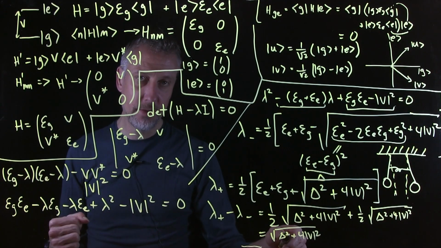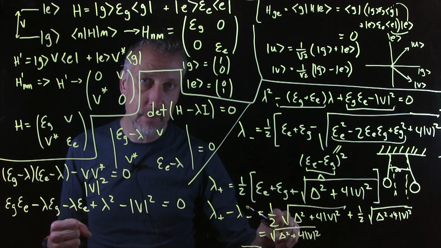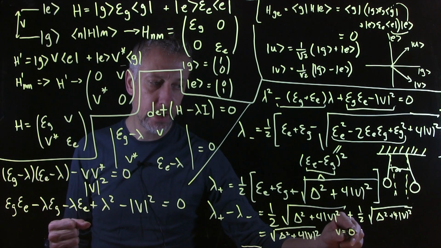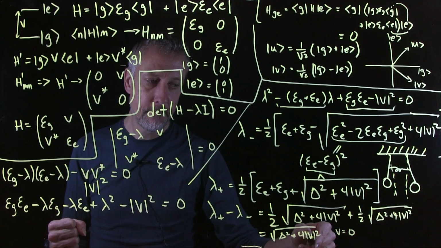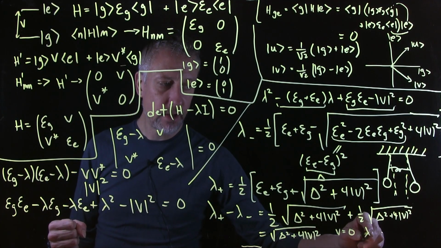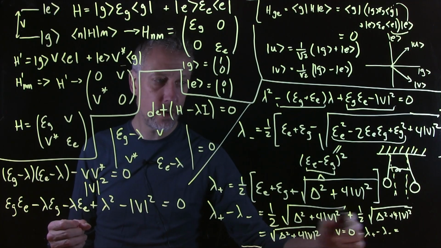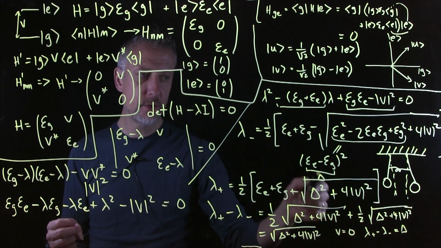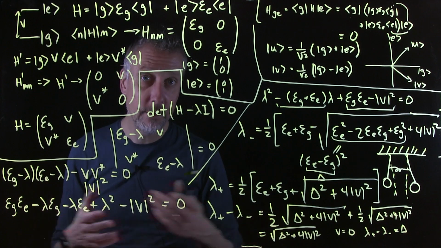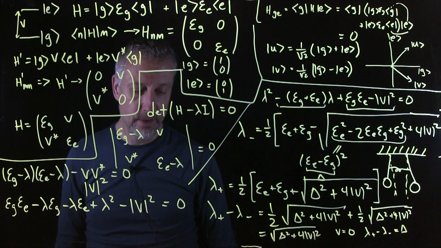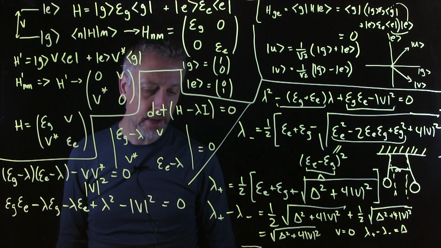Now let's just make sure that this makes sense. If I turn off the coupling, in other words, if I set now back v equals 0, what do I get? Well, this term will go away, and I'll get lambda plus minus lambda minus is equal to the square root of delta squared, so that's equal to delta. All right, where delta was just the difference in energies without the v. So that shows that we get right back to the problem that we started with, then when there was no coupling at all.